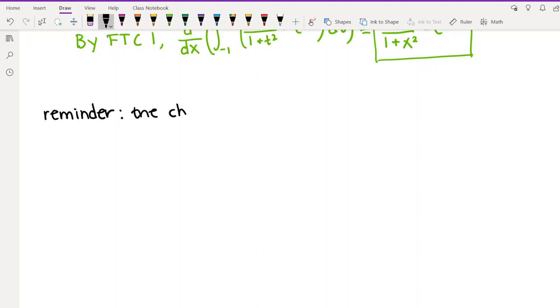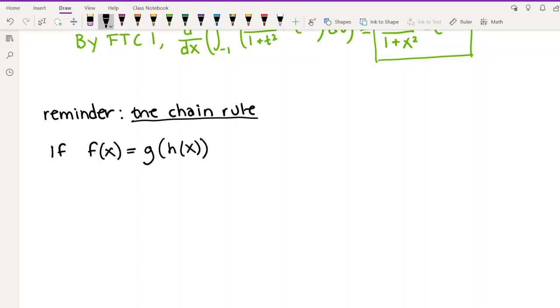the chain rule. How does the chain rule work? The chain rule is basically a rule for taking derivatives, right? What the chain rule says is that if f of x can be written as a composition of g and h, so g of h of x, then how do you take the derivative of this composite function?